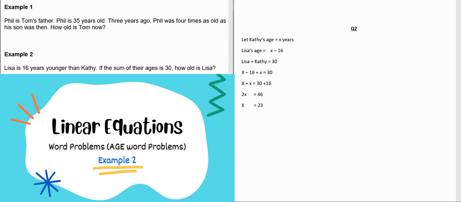But now look at what the question is saying. It says, how old is Lisa? It's asking for Lisa. From the equation, Lisa is equal to x minus 16. So we substitute the variable, where x is now 23. So 23 minus 16 gives us 7 years. That means Lisa will be 7 years old.